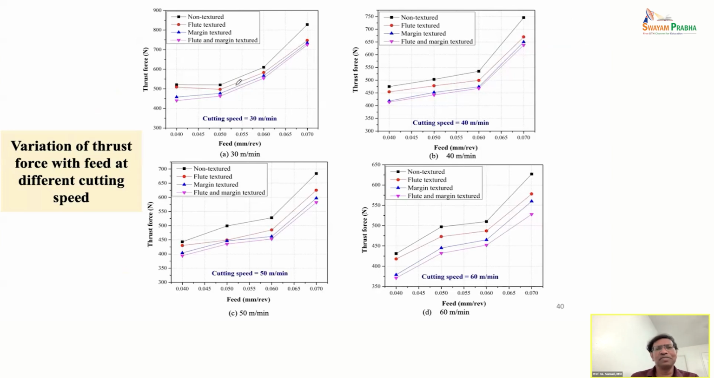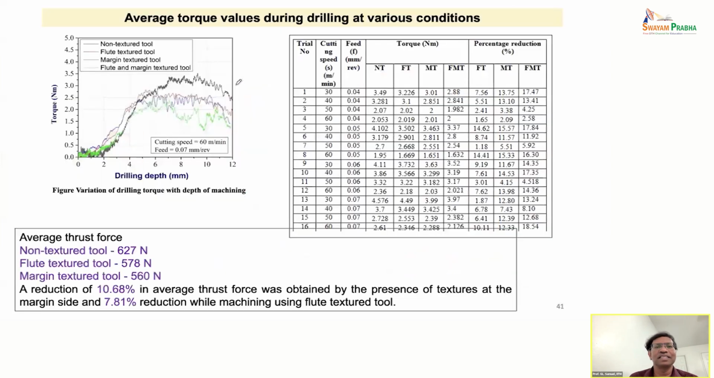And also we have actually varied different parameters and compared. So we find a similar kind of trend, where we can change the feed, speeds and other variations. Then torque is another important characteristic. Even with that torque, we find that with the non-textured, flute textured, margin textured, and flute and margin both textured, there is a significant decrease in the torque.